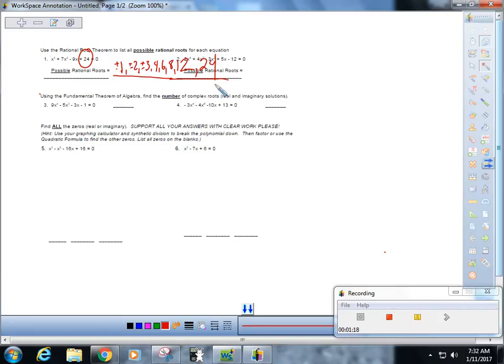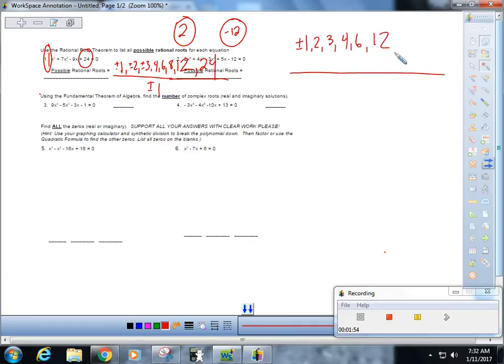On the bottom are all the factors of the number in front, the leading coefficient, so that's plus or minus 1. In number 2, you've got 12 as this one, and you've got 2 as this one. So the possible rational roots would be plus or minus 1, 2, 3, 4, 6, 12 over plus or minus 1 and 2.